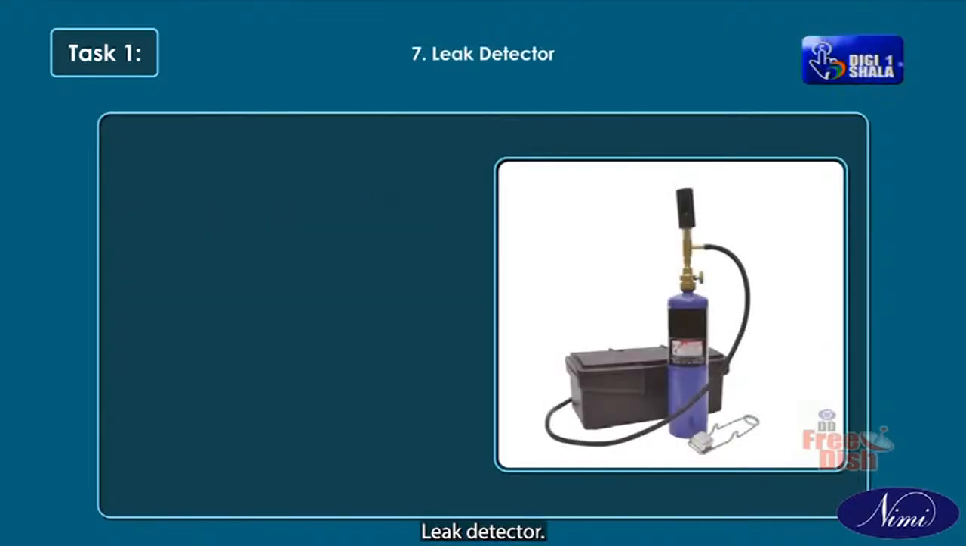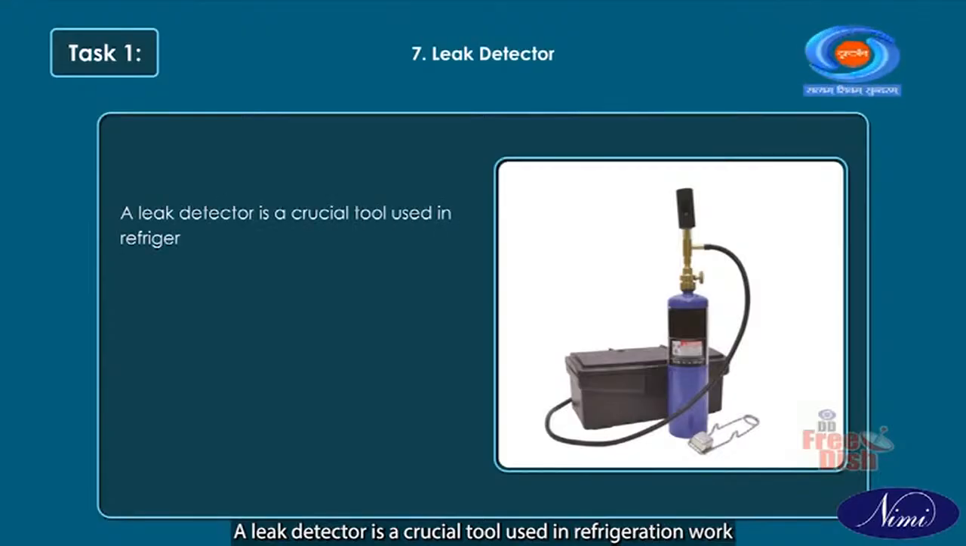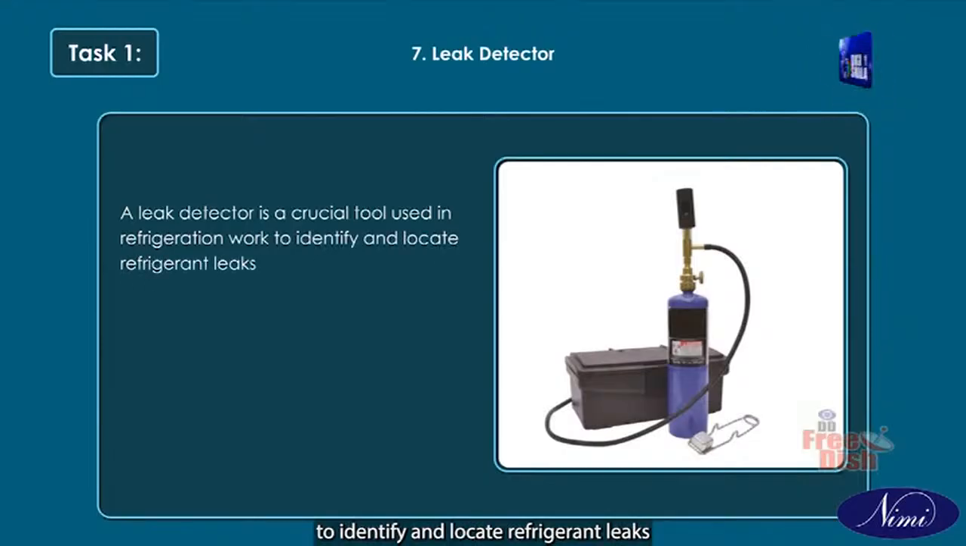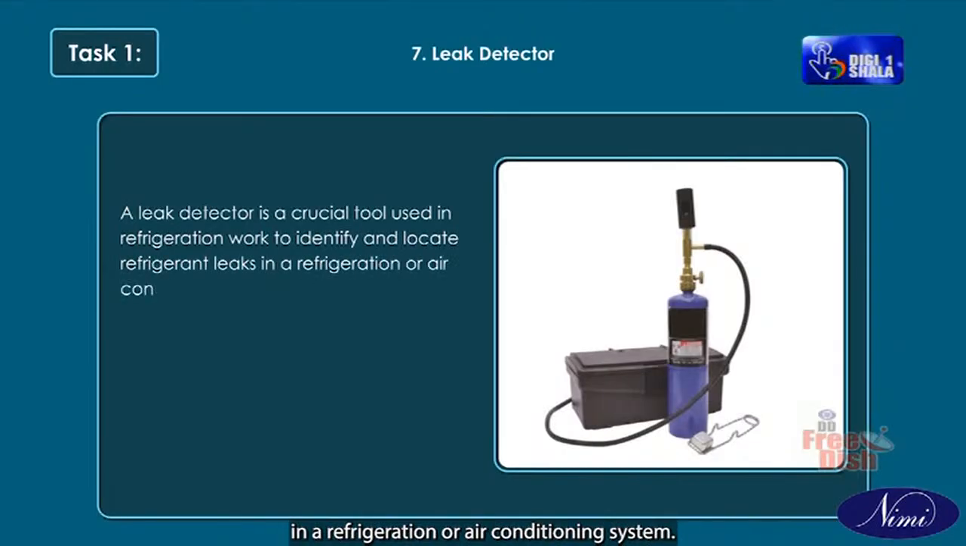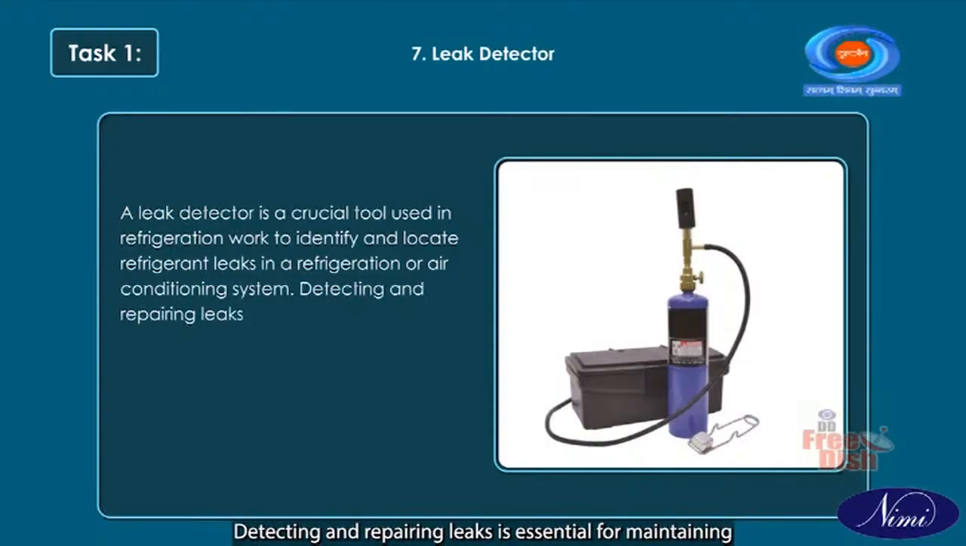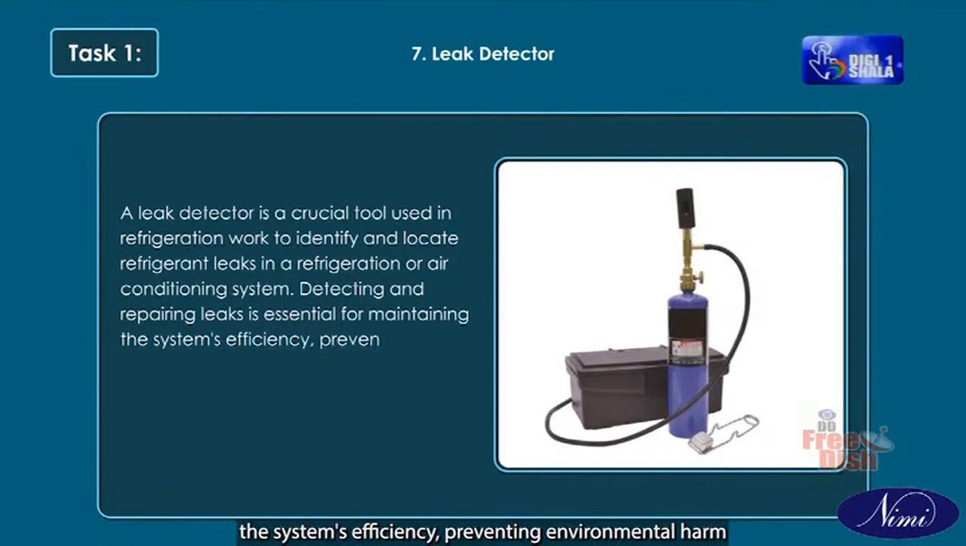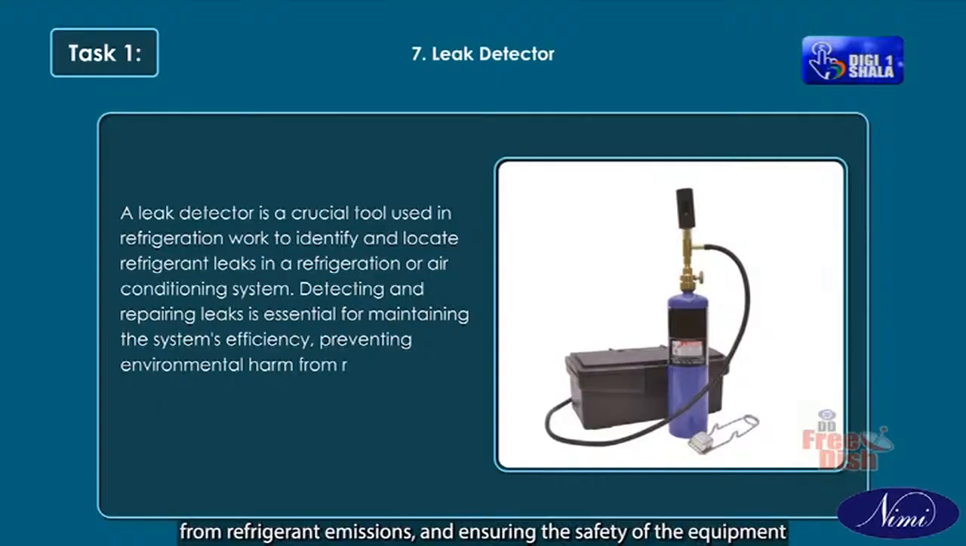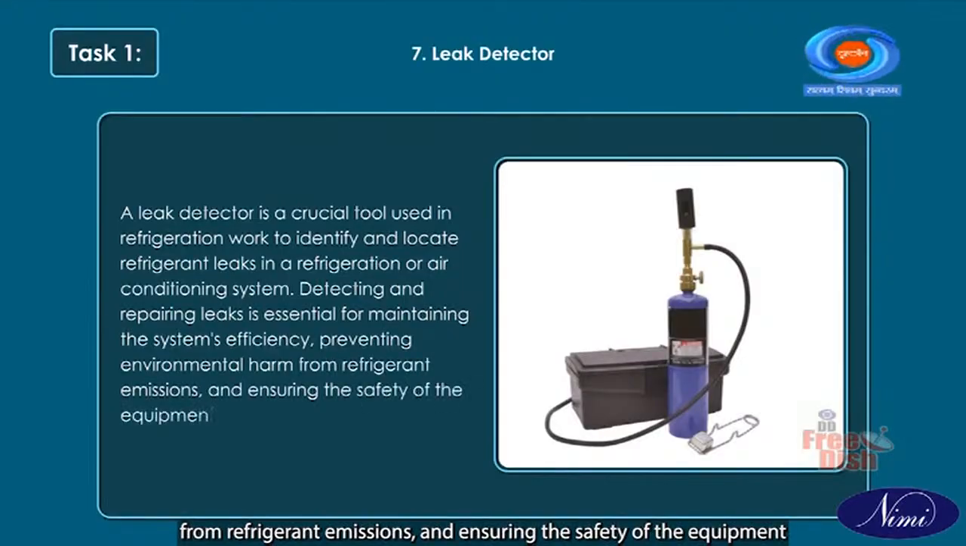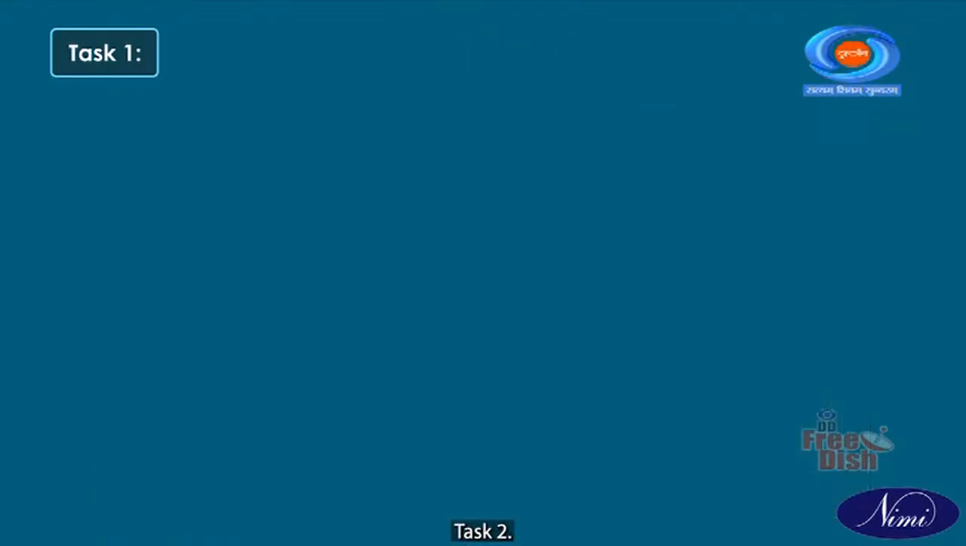Number 7. Leak detector. A leak detector is a crucial tool used in refrigeration work to identify and locate refrigerant leaks in a refrigeration or air conditioning system. Detecting and repairing leaks is essential for maintaining the system's efficiency, preventing environmental harm from refrigerant emissions, and ensuring the safety of the equipment.